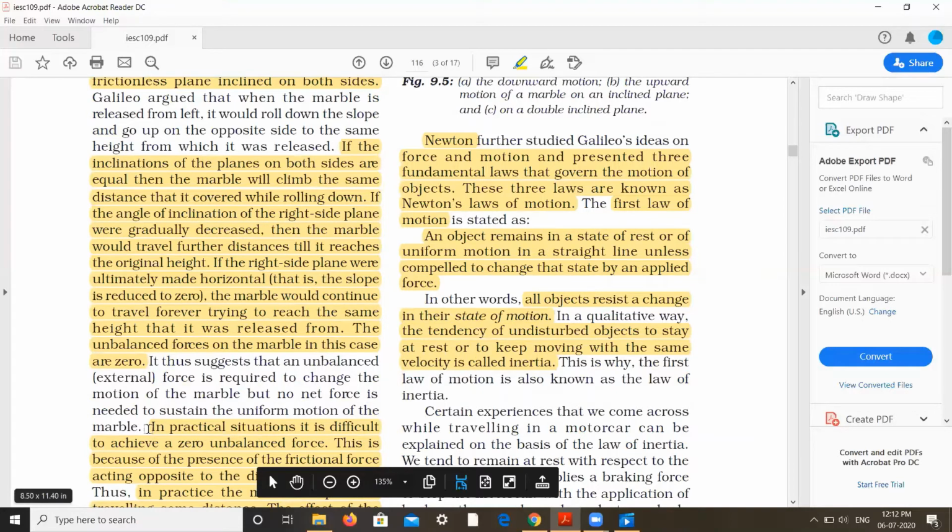Now, this point is to be taken into consideration: whenever there is an unbalanced or external force, we say that it is to change the motion of the object. If the object is in motion, it changes to the stop condition, the rest condition, and when it is at rest, the unbalanced force makes it move. But if an object is already in uniform motion, then there is no external force needed to keep it going. If the object has uniform motion, there is no need of any external force to keep it continuing with the same kind of motion.